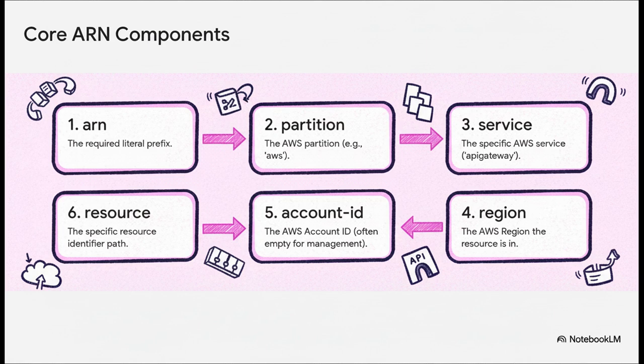It always kicks off with arn, pretty straightforward. Then you've got the partition, which, let's be honest, is almost always just aws. Next is the service, and for us, that's going to be apigateway. Then comes the region and the account ID. And here's a little quirk. For API Gateway management, that account ID is often just left blank. We'll get back to that. Finally, you have the resource path, and this is where all the juicy details live.